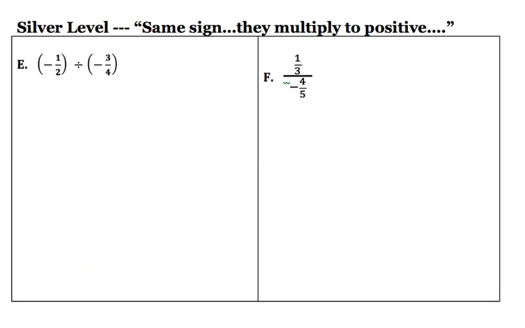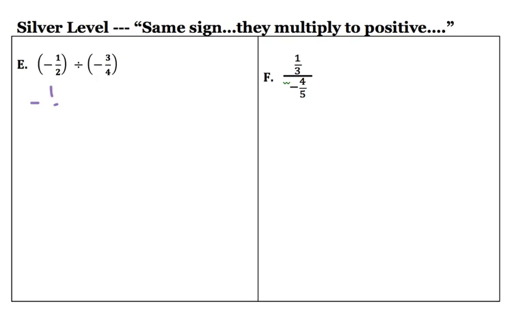All right, moving on to the silver level. For this one, I'm reminding you guys of the song. Same sign, they multiply to positive. Different signs, I'm getting it, it's negative. So it's going to be the same idea here. We're multiplying and dividing, but we've got to pay attention to if our answer is going to be positive or negative. This first problem has a negative divided by a negative, so I know my answer is actually going to be positive. So from there, I'm going to do keep, change, flip.